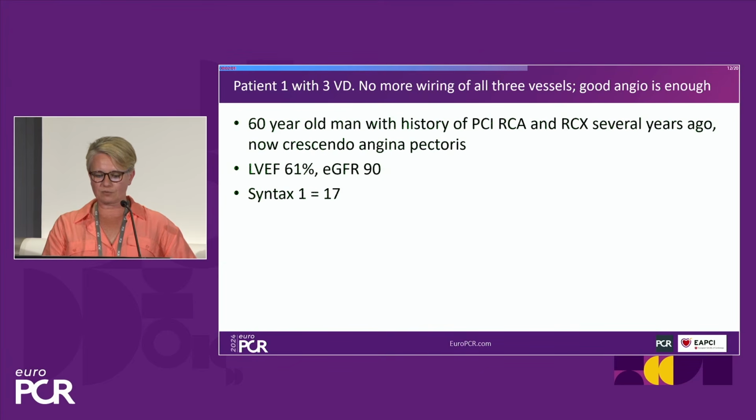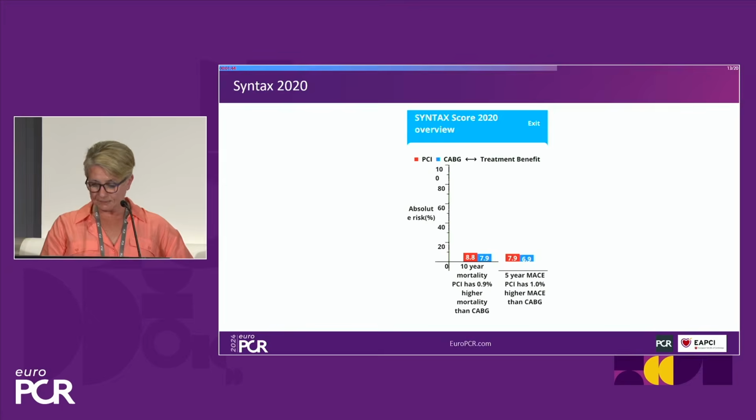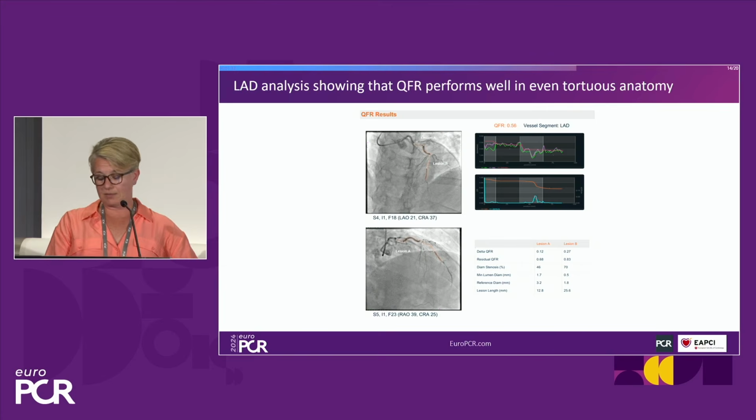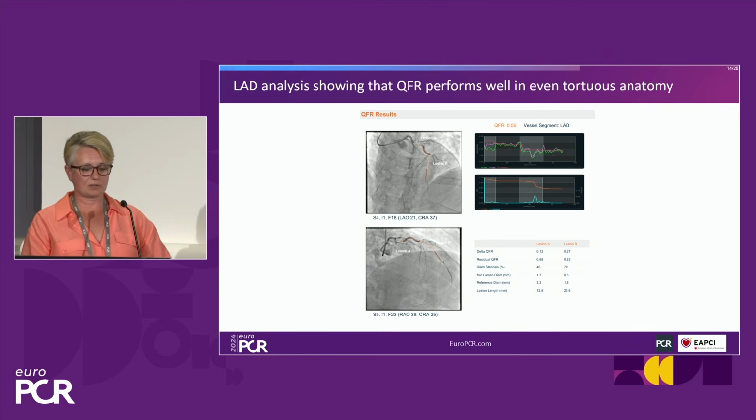Patient 1 with also 3-vessel disease. A 60-year-old man with history of PCI in both the RCA and the CX several years ago, now crescendo angina, and normal kidney function, normal ejection fraction, and what we calculated a SYNTAX score of 17. So you can see that based on the SYNTAX score 2020, he has equipoise for an actually fairly low event rate with both CABG and PCI. But does he really need a CABG? That's the question in the cath lab.